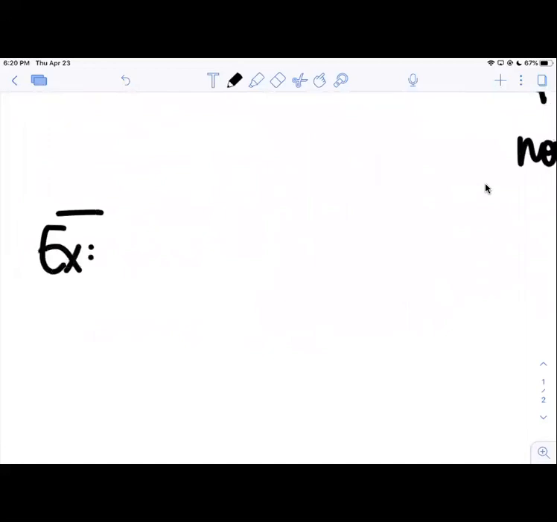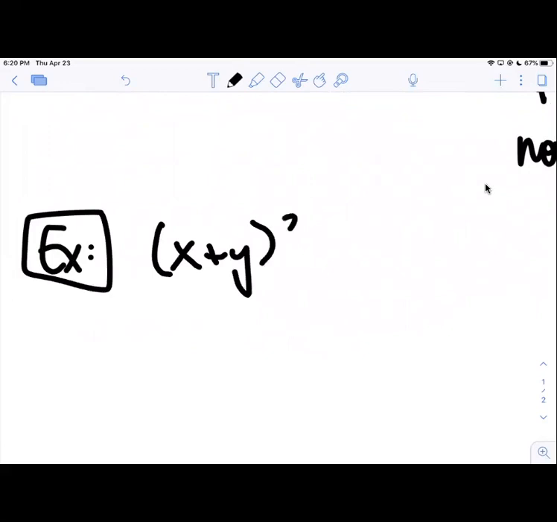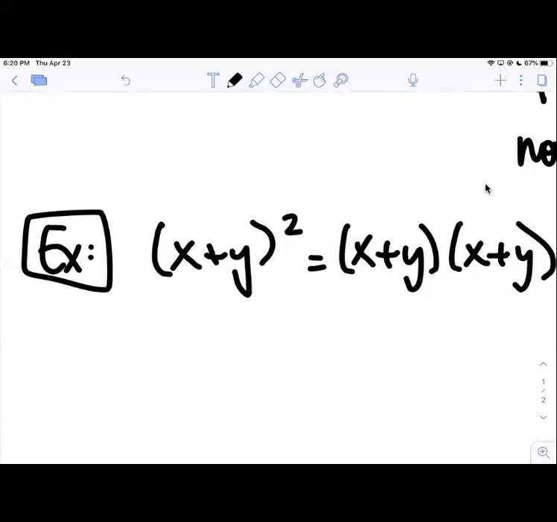Okay, before we get into Pascal's triangle, though, I want to do a quick example. This is something that you should know. If I wrote (x plus y) squared, would you know how to expand that out? You'd say, yes, Ms. White, of course I do. I learned that in Algebra 1 or Algebra 2, or whenever you learned it.